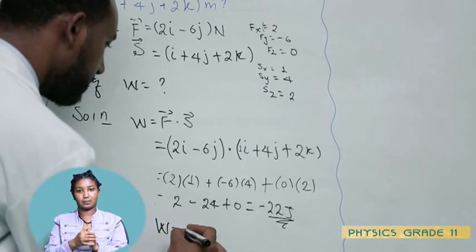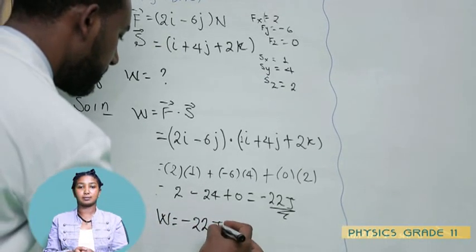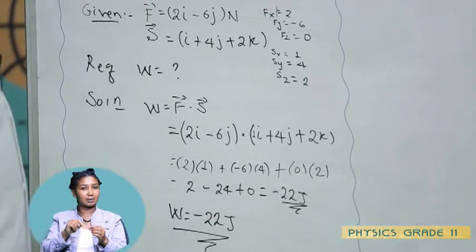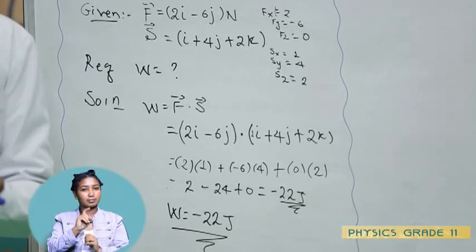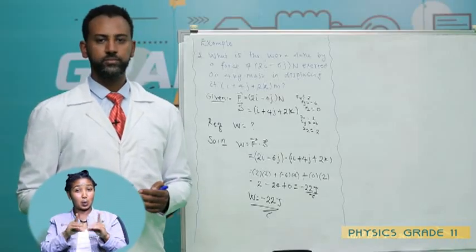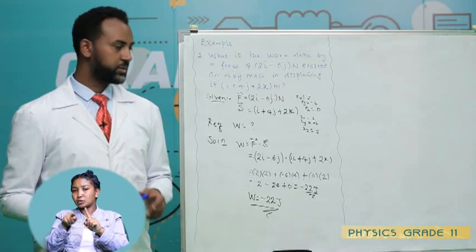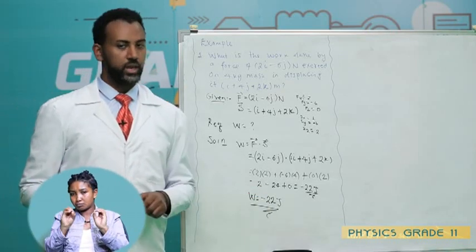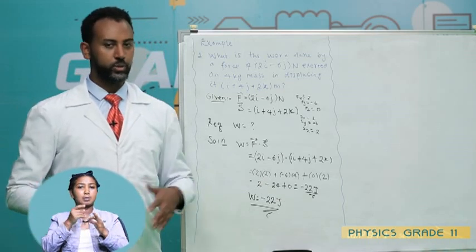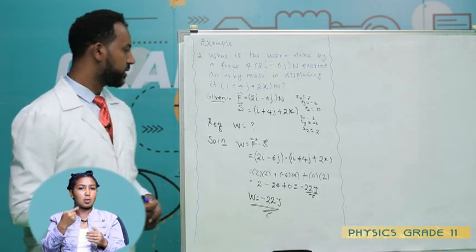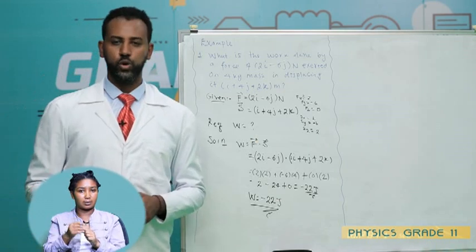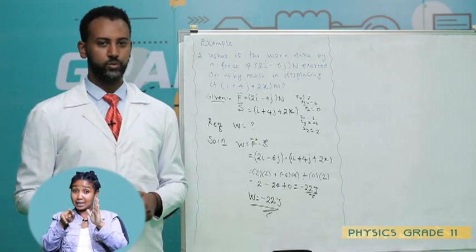Work is minus 22 joule. Students, do you think that work can be negative? I hope you do understand this concept. Yes, work can be negative, work can be positive, as well as work might be zero. What is the meaning of negative work?